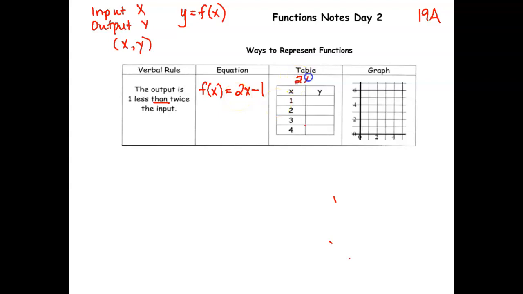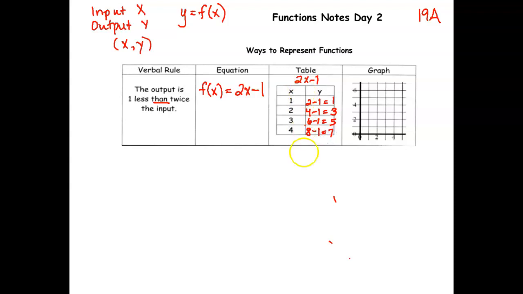So we're saying this is 2x minus 1. So if I plug in a 1, I've got 2 times 1 is 2. I have my 2 minus 1, which is going to be 1. Then I have 2 times 2, which is 4. 4 minus 1 is 3. And 3 times 2 is 6. 6 minus 1 is 5. And then I have 2 times 4 is 8. 8 minus 1 is 7.